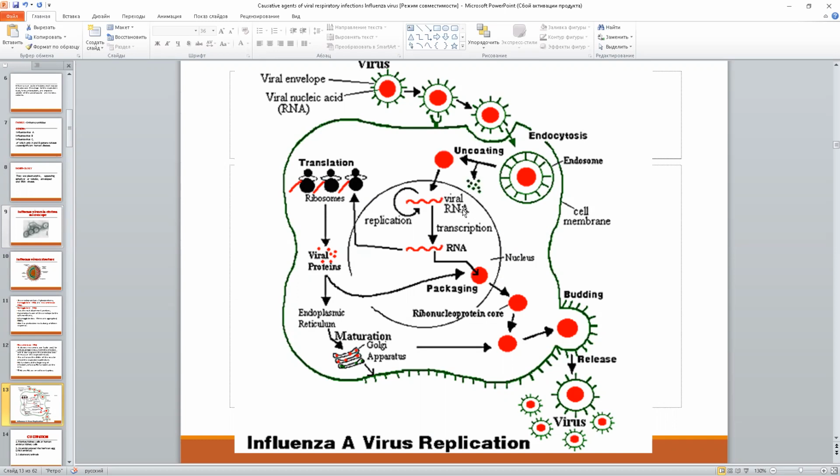Then there is replication of viral RNA, transcription, and then viruses reproduce in a very unusual way. Replication of nucleic acid is going on at one part of the cell, the nucleus, you see, and viral proteins are produced at another part of the cell at another time. So proteins are accumulated at some part of the cell, and nucleic acids.